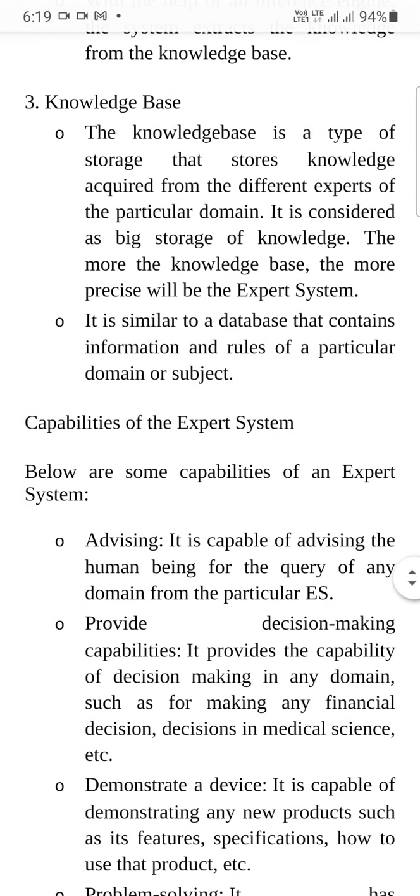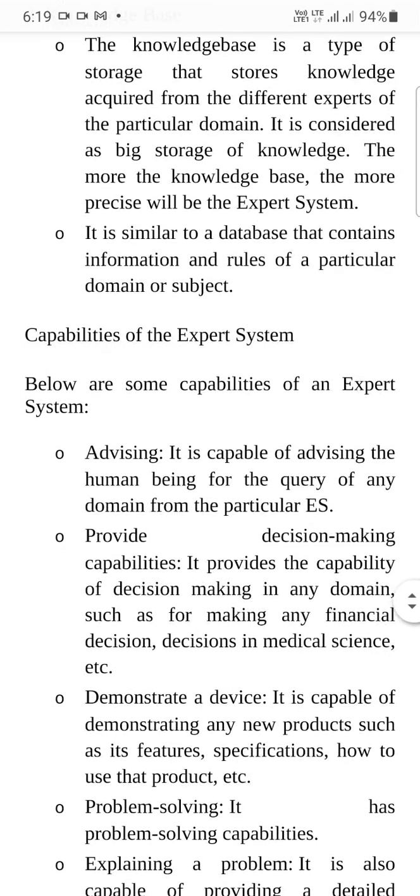Then we discuss the capabilities of an expert system. First one is advising. It is capable of advising human beings on queries of any domain from a particular expert system. Next one is providing decision making capability. We discussed heuristic: one problem has many solutions, but you have to choose only one solution. That is decision making. So the expert system takes the decision on which solution is perfect for a problem.